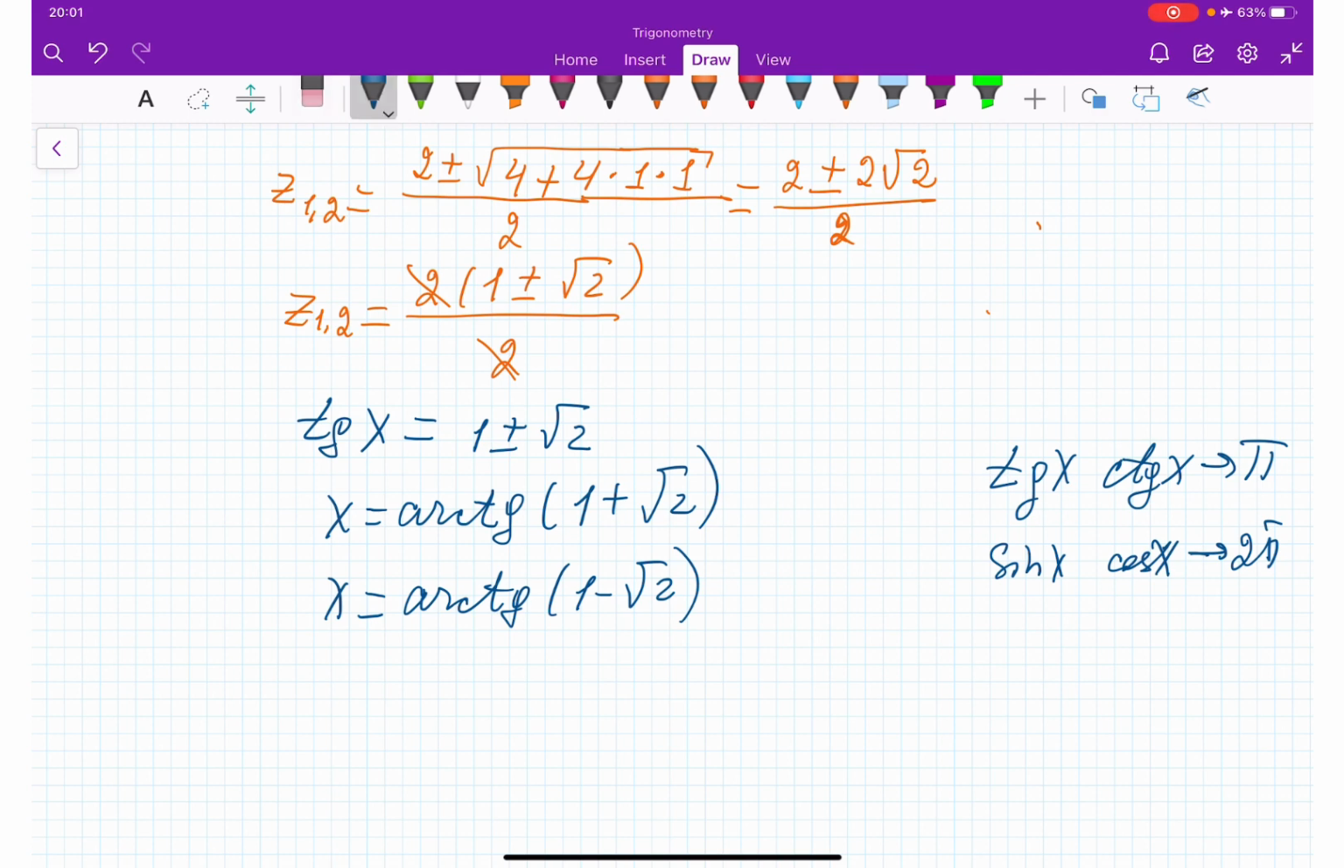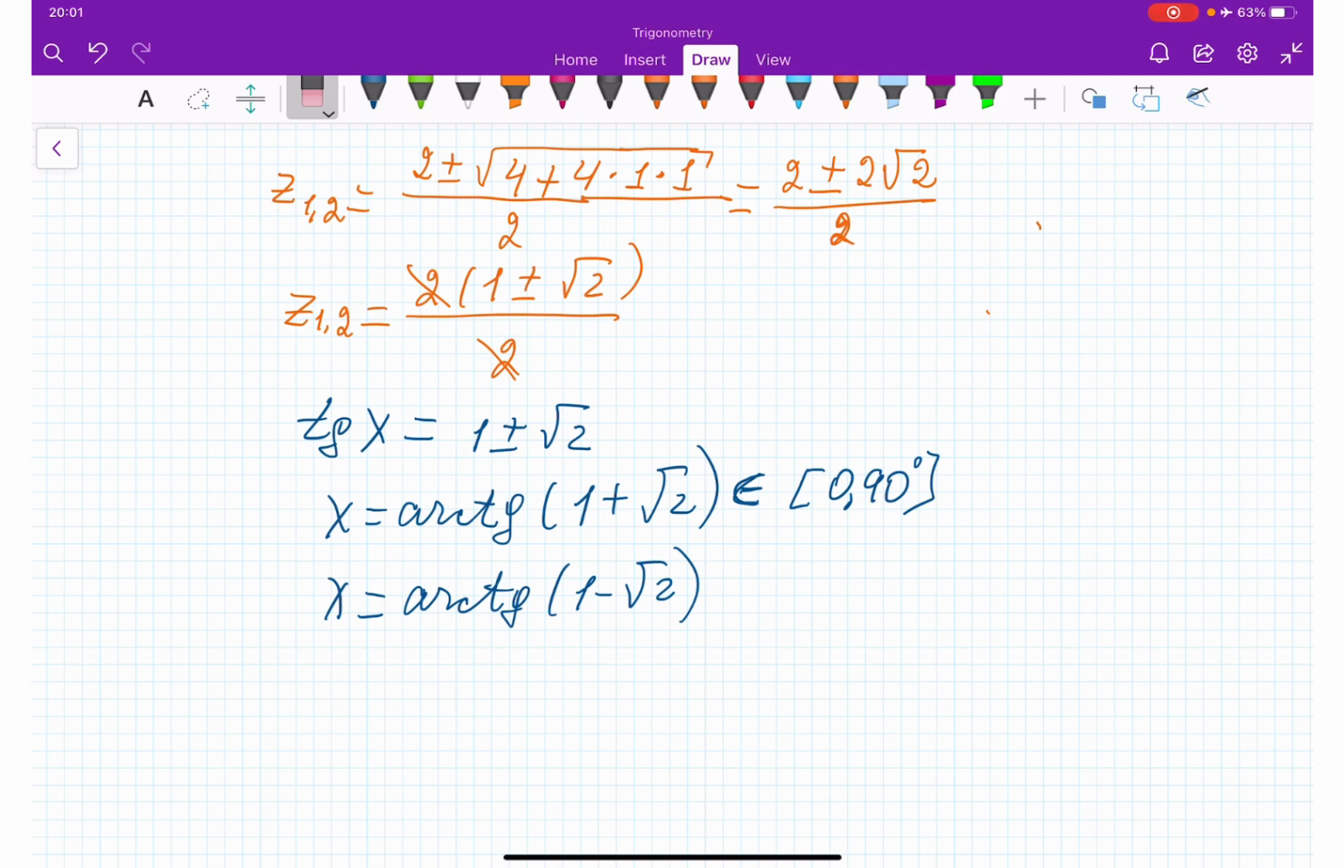On interval, this element belongs, 90 degrees. Let me clean this one also, drafting. And this one also belongs to 90 degrees. And we are done with the second function.